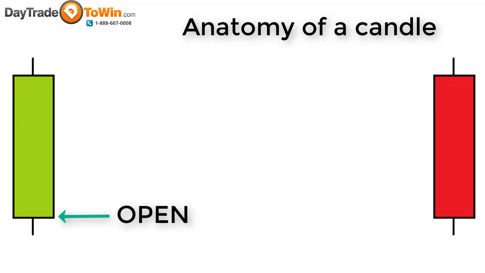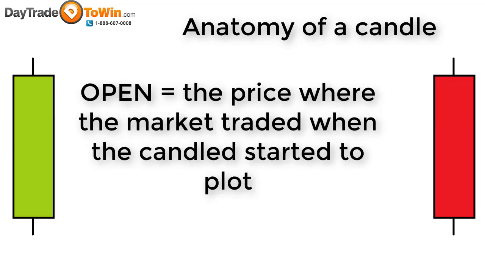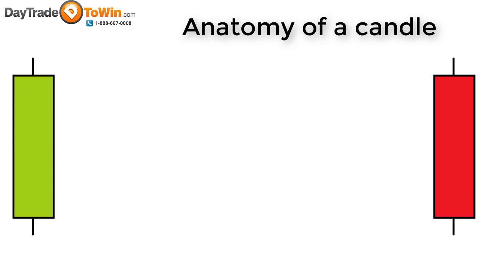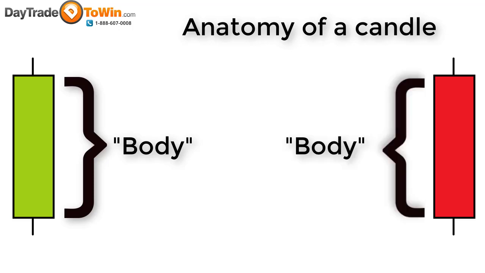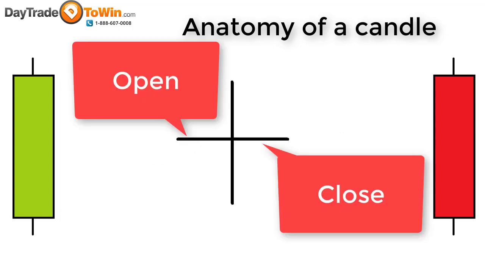So that's the open. In other words, the price where the market traded when the time period of that candle started. You will also see the close, which is the price when the candle's time period ended. In a green candle, the candle where the price goes up, the close will be the higher line. In the red candle, the one that goes down, the close will be at the bottom. Between the open and the close is the body of the candle. It has the form of a box, but it can also be just a flat line if the open and the close is at the exact same price level.